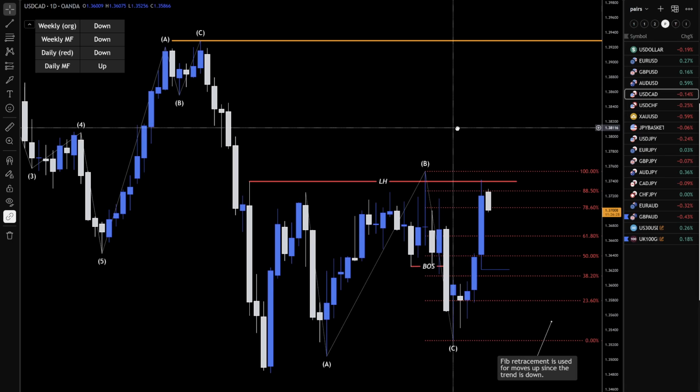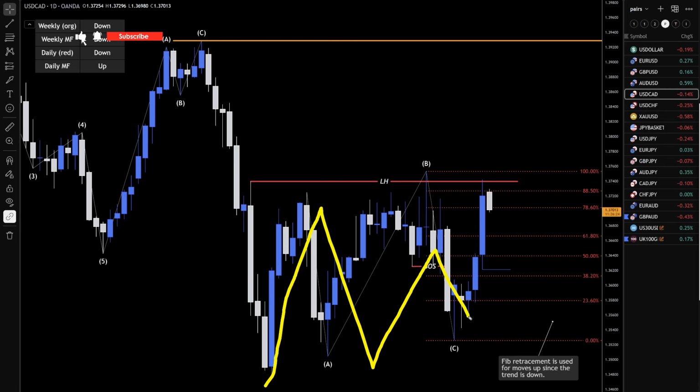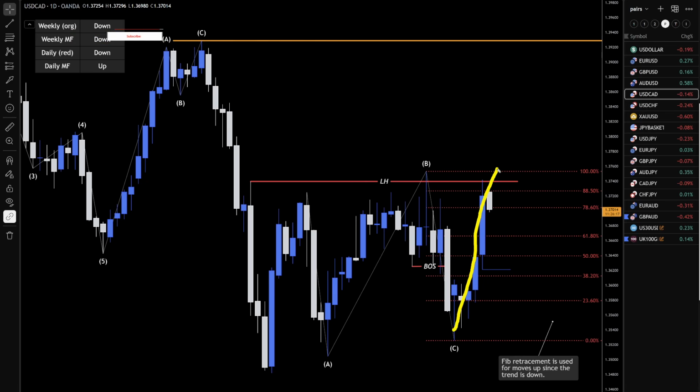Now moving on to the US dollar CAD. Based on the dollar index, we definitely should be looking for longs on the dollar CAD. This could be an A, B, C pattern. It could go up, break these highs, and then turn right back down. Or based on the dollar index, it could actually be starting a big move to the upside.